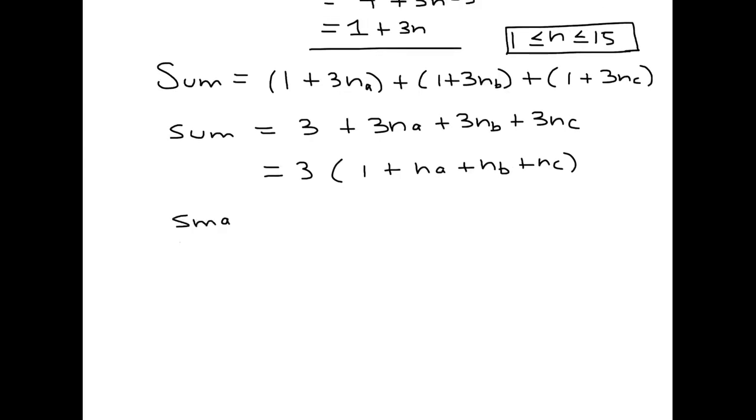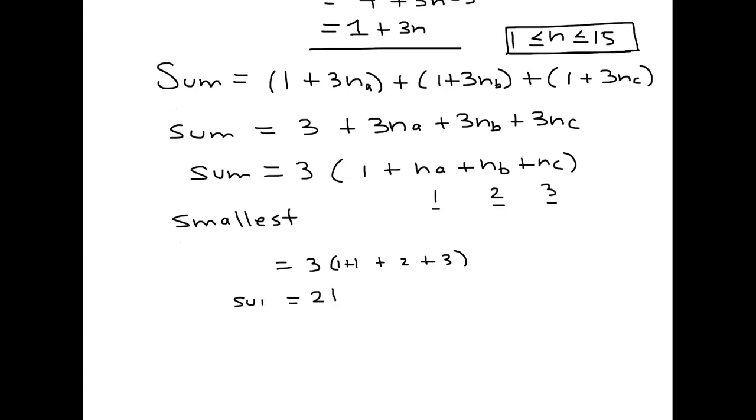So let's start off with the smallest possible sum that I could ever create. Since n is between 1 and 15, the smallest is when NA is equal to 1, NB is equal to 2, and NC is equal to 3. Right? So essentially we're choosing the first term of the set, the second term, and the third term. That would give you a value of 3 times (1 plus 1 plus 2 plus 3), which results in 21. All right, so that's the smallest possible sum.